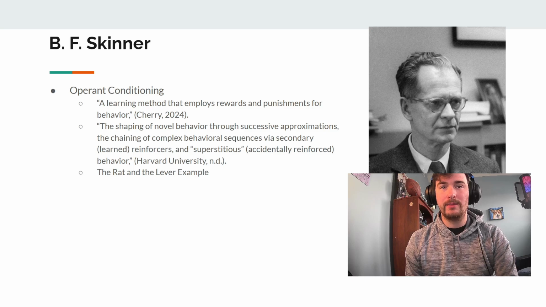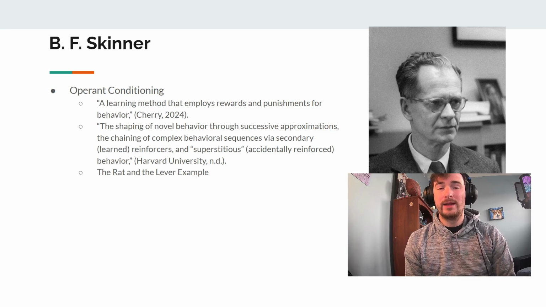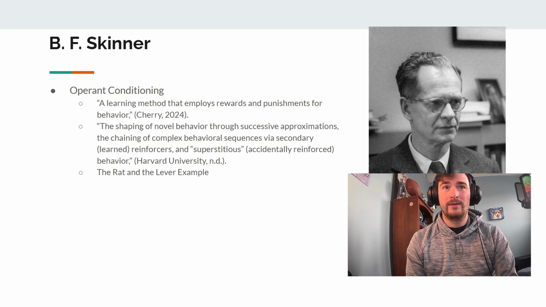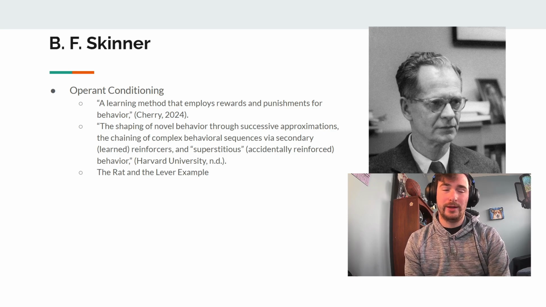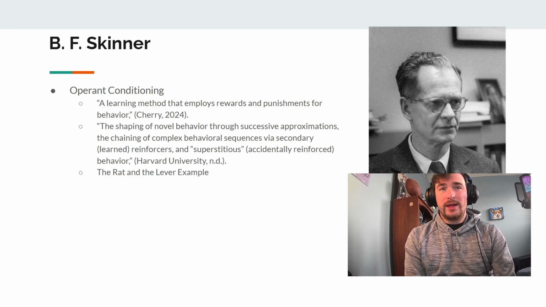or punishment methods. Harvard University also goes into further detail to describe operant conditioning as the shaping of novel behavior through successive approximations, the chaining of complex behavioral sequences via secondary reinforcers, the learned reinforcers, or superstitious reinforcers, which are behaviors that are reinforced by accident. The experiment that Skinner used to further this idea was the Skinner box and the rat.